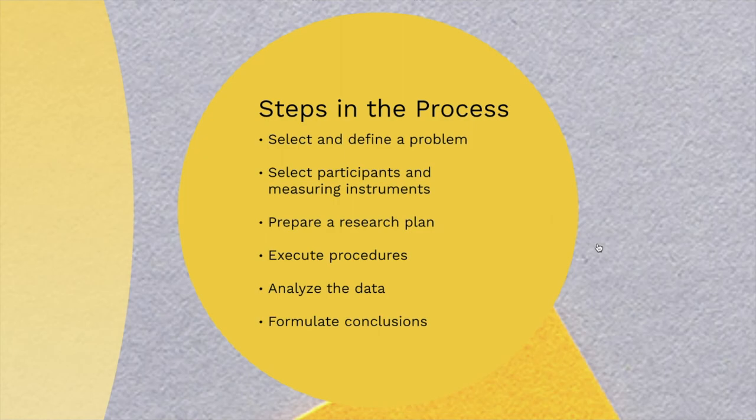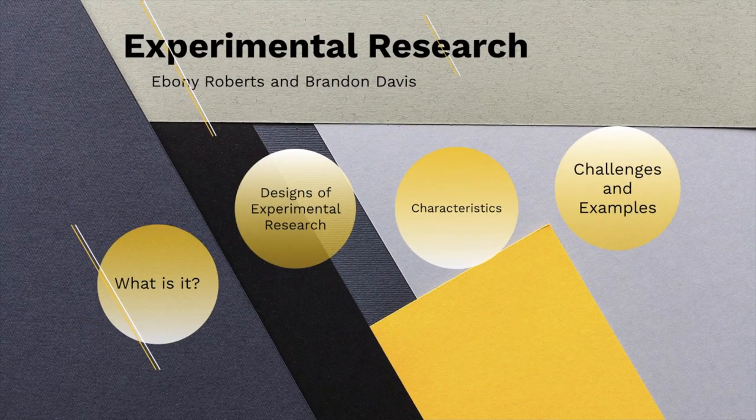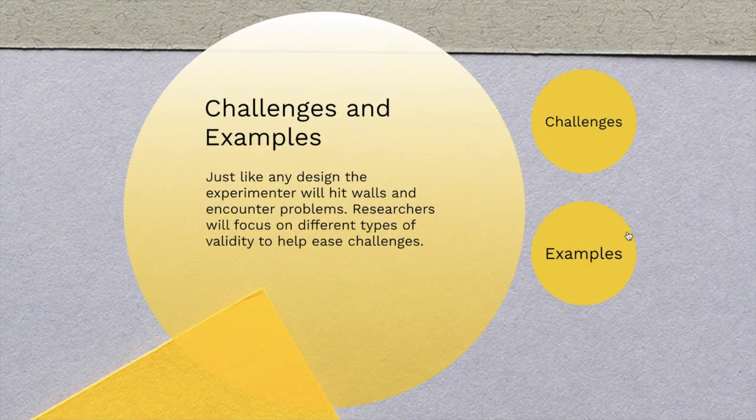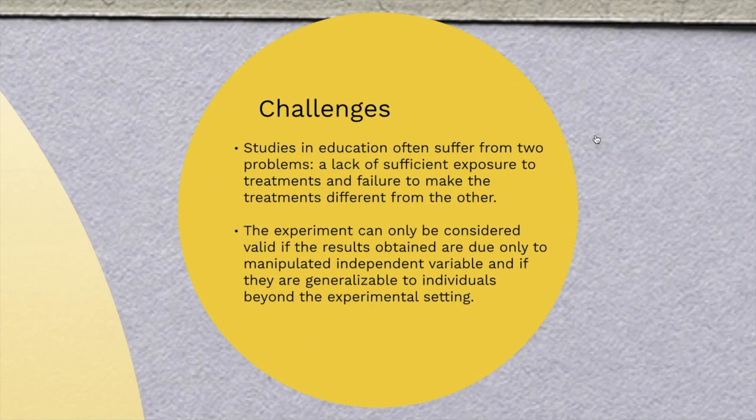So just like most of the research designs, they will follow the steps of this process, very similar. Just like in any research design, in any experiment, you're going to run into a challenge. You may hit a wall, or you may come across something that you weren't predicting to happen. So you're always looking for the validity in that. There are many different types of validity. You can look specifically at those different types. In chapter 10, it goes into great detail of our book on that.